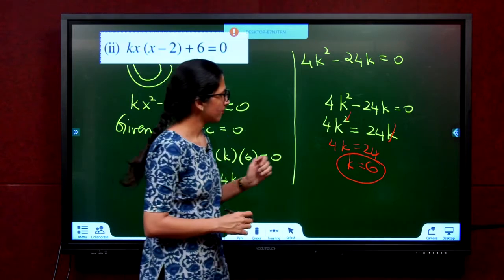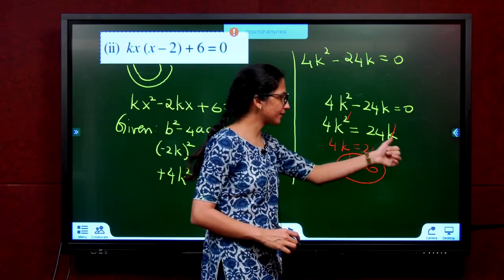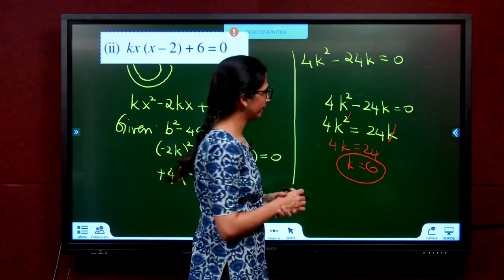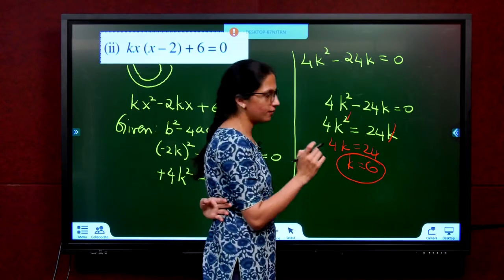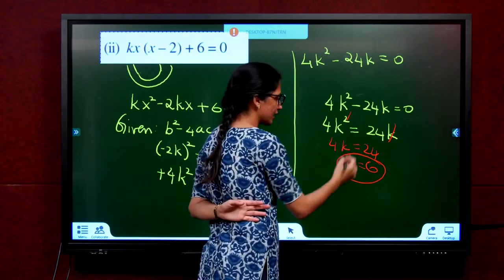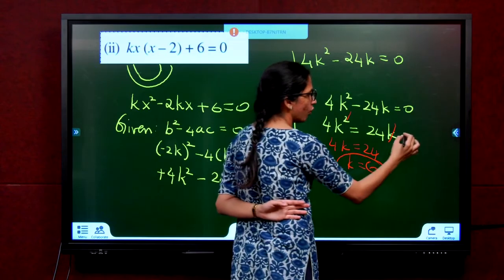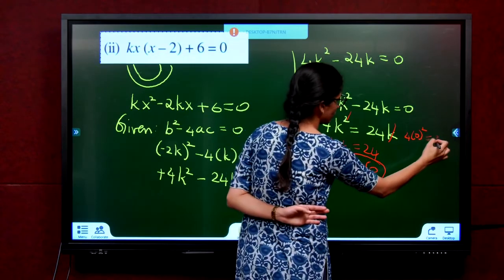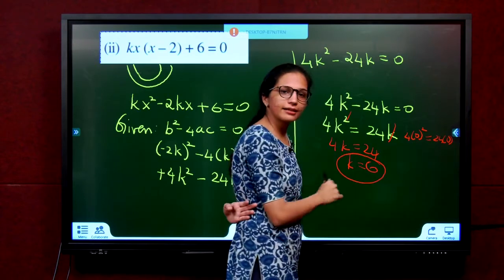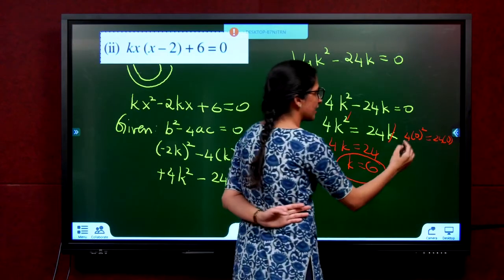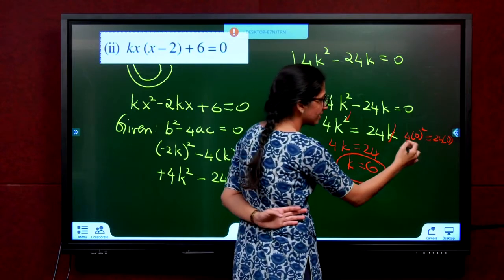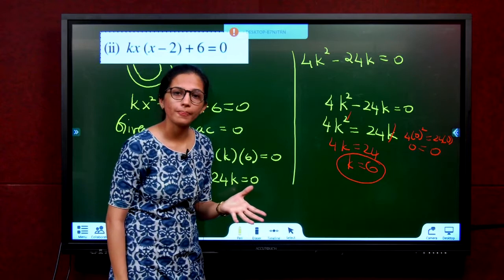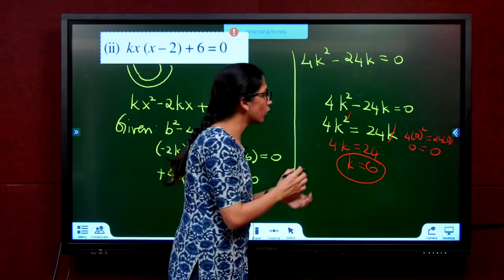Why? Because whenever you cancel something like this, you are avoiding the 0 condition. What does that mean? Carefully observe. If I put k equals 0 in the step 4 into 0 square is equal to 24 into 0, is the condition satisfied? Yes, it is satisfied. See, 0 equals 0. So, that means k can also be 0. So, how do you know that you are wrong?